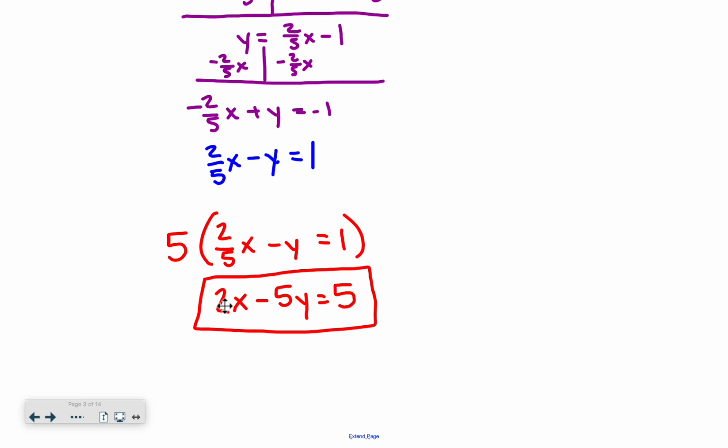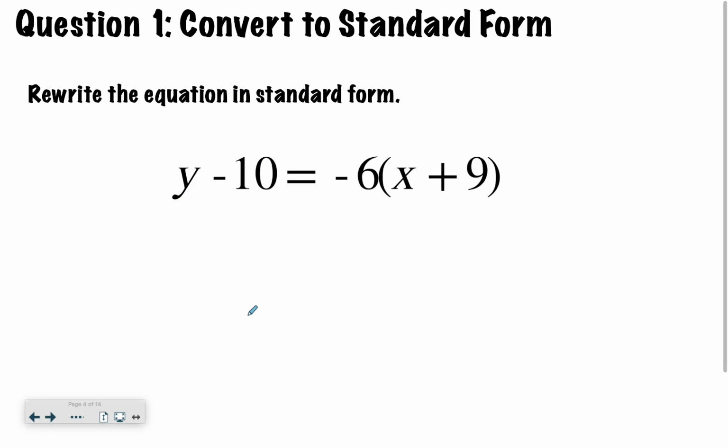My a value is positive. I don't have any fractions. We are good to go. Okay, so that's how you convert to standard form from point slope form. Okay, so why don't you go ahead and try that with this one? Good luck.